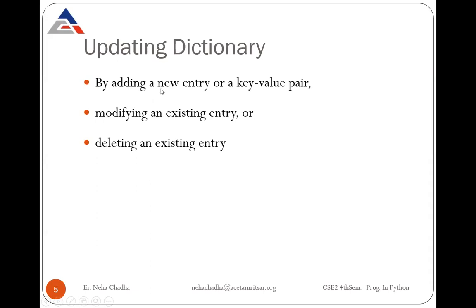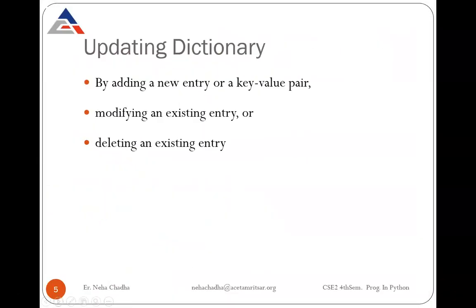First is by adding a new entry or key value. If you want to enter a new value, then you have to give the key and its respective value. Then you can add it, updating the dictionary. The other is modifying an existing entry, or deleting an existing entry. These are the 3 ways by which you can update a dictionary.